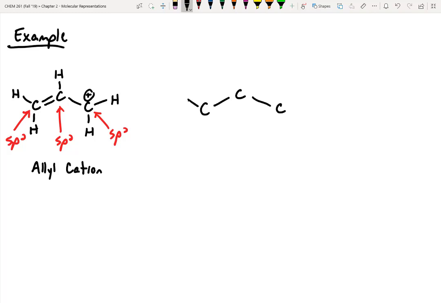We know the carbon on the left has 2 hydrogens bonded to it. The middle carbon also has a hydrogen. I'm going to offset it a little to the right. And then this one also has 2 hydrogens. And we know each of the carbons must be sp2.